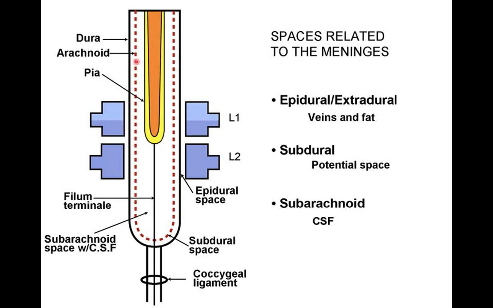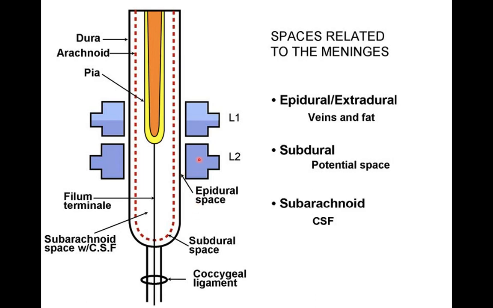Here you can see it's the dura mater, then the arachnoid mater, and in between there is a space. Here also the arachnoid mater, and then the pia mater, and in between there is the subarachnoid space. And here you can see the filum terminale below the level of the L1 vertebra, or below the level of the L2 vertebra also you can consider.